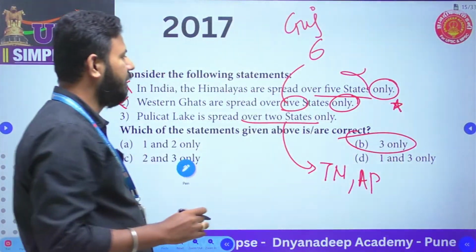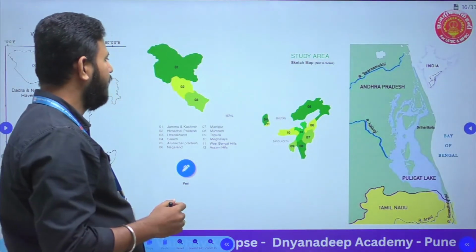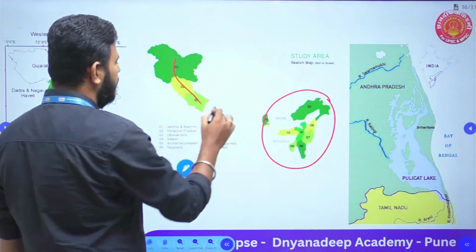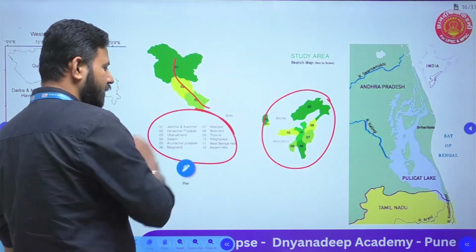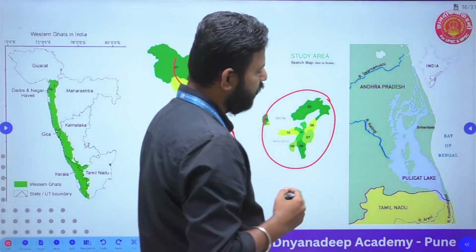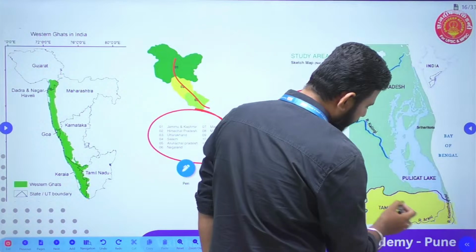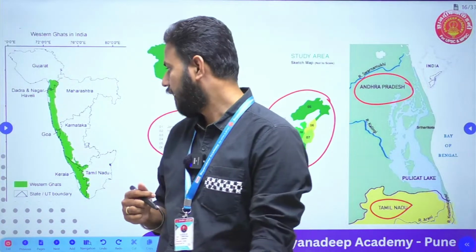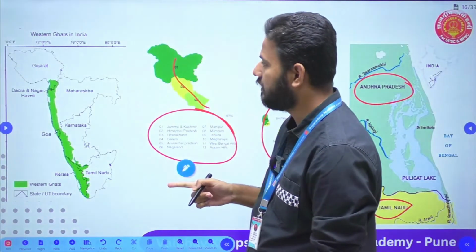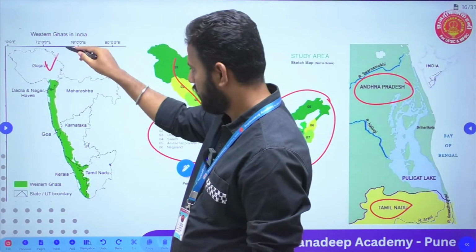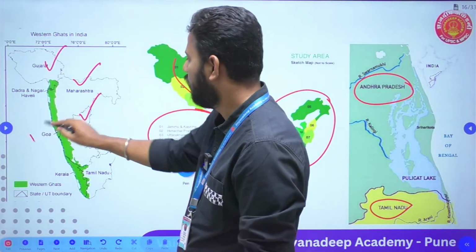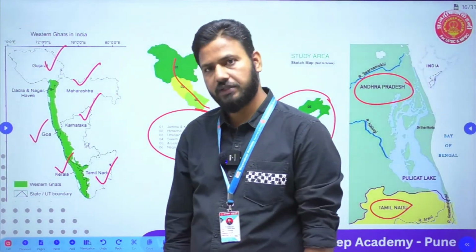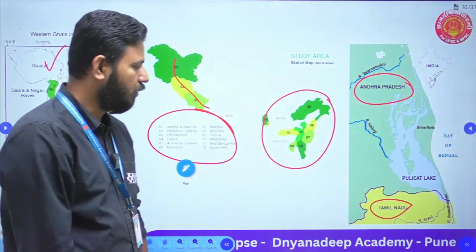Okay, let's see this in the map. See, Himalayas are spread in all these states, almost 12 states, all complete Northeast India and some states here. So almost 12 states and union territories it is spread in. Then Pulicat Lake, you see some part of the lake is in Tamil Nadu and the rest is in Andhra Pradesh. So it is spread in 2 different states. And here we have the Western Ghats, spread in Gujarat, Maharashtra, Karnataka, Goa, Kerala, and Tamil Nadu. So this is 6 states where the Western Ghats spreads. So the statement in the question was wrong.